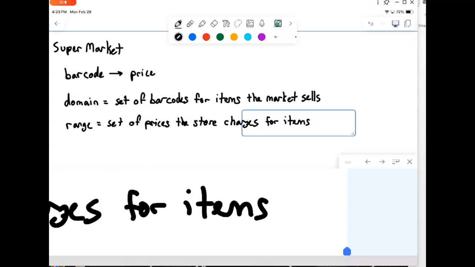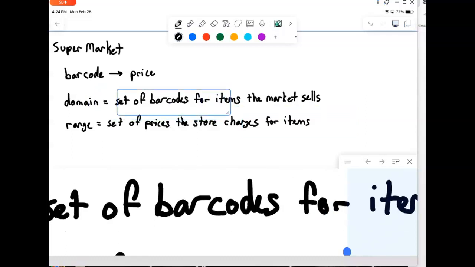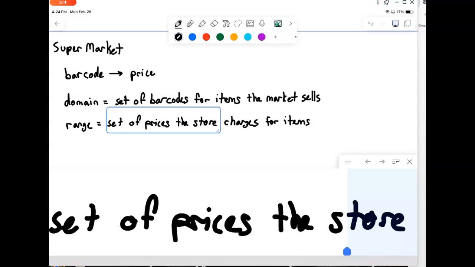Now that range is not every possible price. When's the last time you bought something in the market that cost $10,000? But there are going to be a lot of prices, and there are going to be many barcodes that compare to the same price. Think if you buy a 20-ounce bottle of Pepsi, you could buy a 20-ounce bottle of Diet Pepsi, or a 20-ounce bottle of caffeine-free Pepsi, or a 20-ounce bottle of whatever. There's a whole bunch of different things that you could buy there.